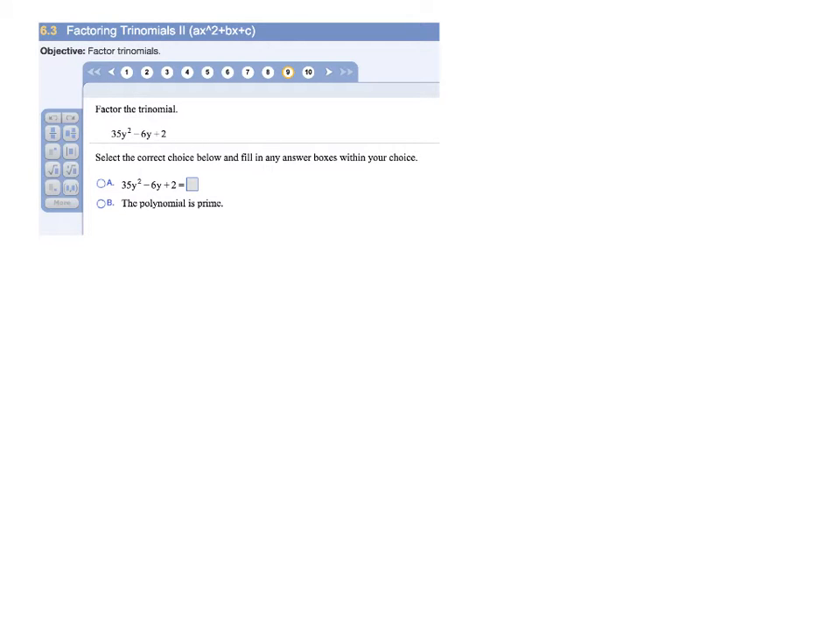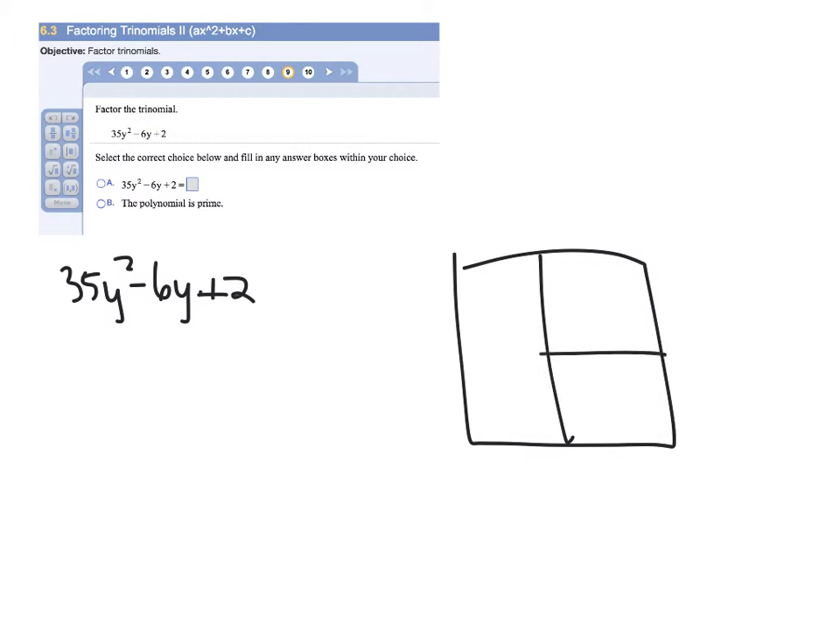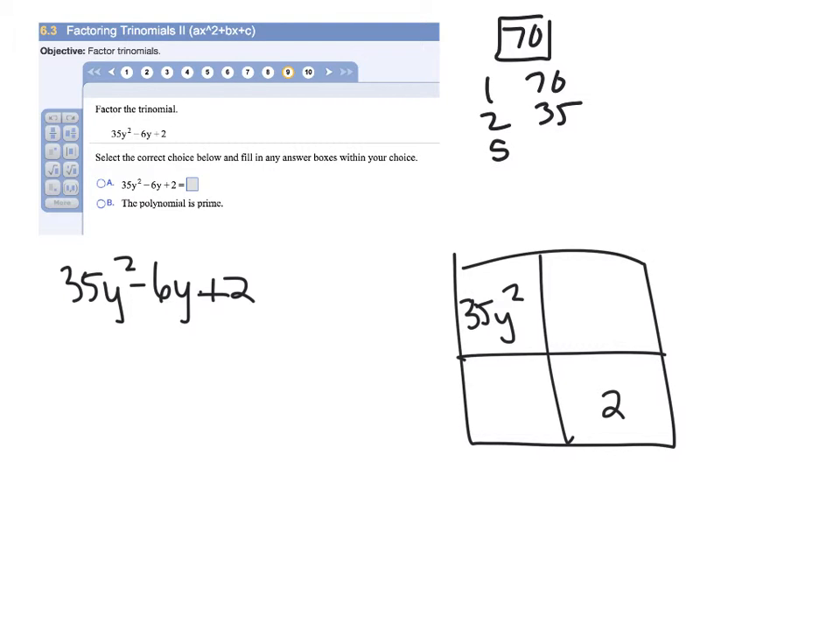And so we've got 35y squared minus 6y plus 2. And we know our box is going to have 35y squared up here. It's going to have 2 down here. And then I'm going to take the 35 and the 2 and multiply them, and I get 70. So now I'm going to think of all the ways I could get 70. Well, that's 1 times 70, 2 times 35. Let's see, not 3, not 4. I could do 5. Let's see, 5 times 14.